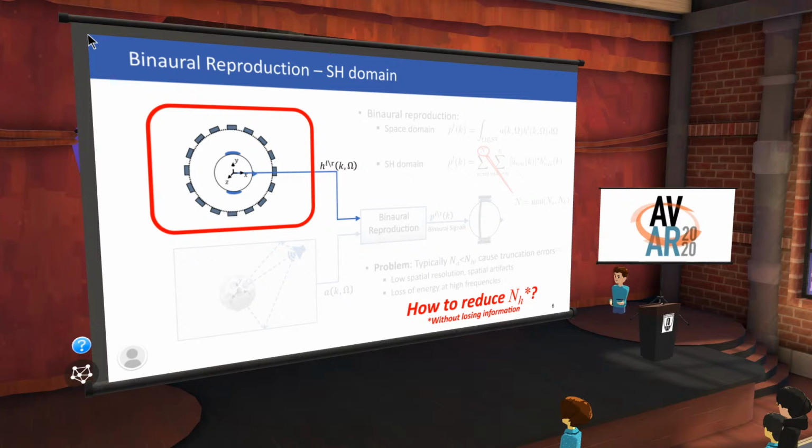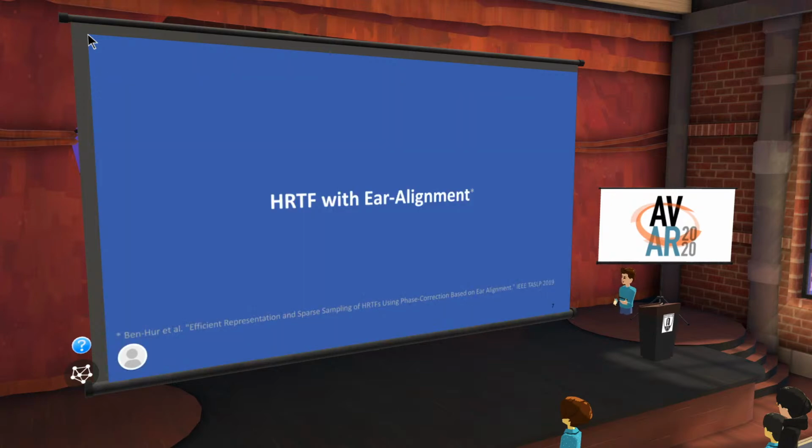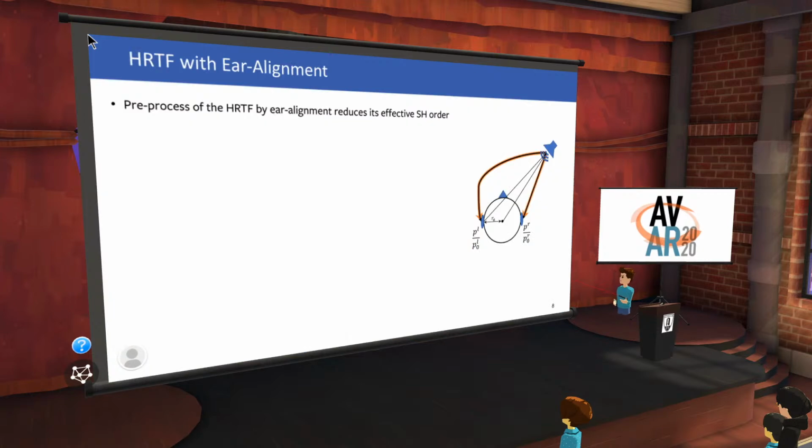There are different methods that try to do this. What we're using here is what we published last year in IEEE, HRTF with ear alignment. I'll explain shortly about this method and why it's important to us. The idea is that we can pre-process the HRTF and by this reduce its effective Spherical-Harmonics order. We showed that instead of having the HRTF defined around the center of the head, if we align it to the ear position, we reduce the dimensionality significantly.